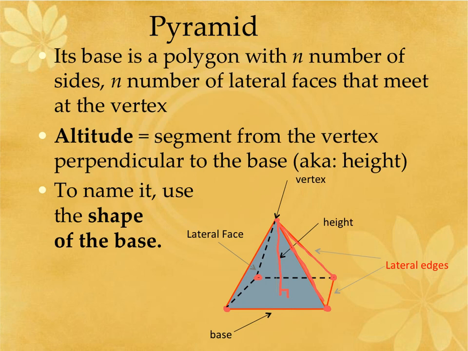And again, your base shape, in this case, it looks like it's a rectangle. So we could say that this is a rectangular pyramid. Now, if they showed us that all the sides were congruent, let's say they put congruent marks here, then we could say that this is a square pyramid.